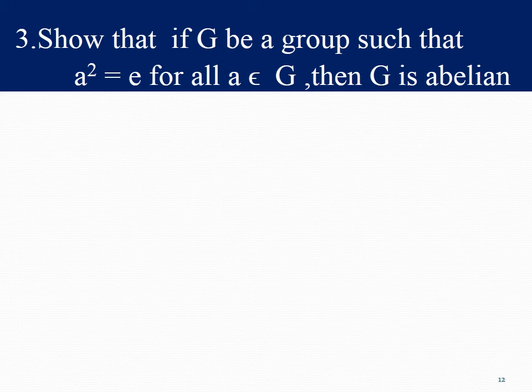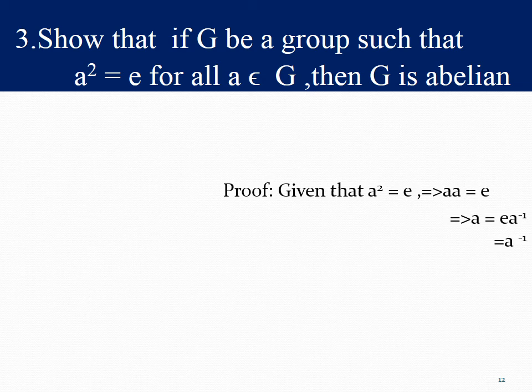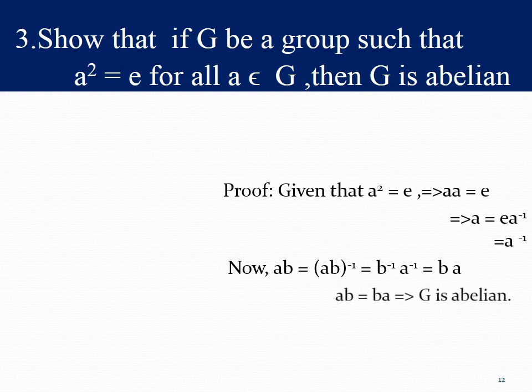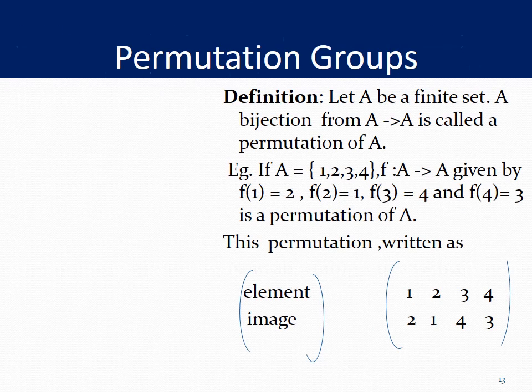Third one: if G is a group such that a squared equals e for all a in G, then G is abelian. Given that a squared equals e, which implies a into a equals e, which implies a equals e a inverse. e a inverse equals just a inverse. So we arrive at the condition a equals a inverse. Using this, we can write ab equals (ab) whole inverse, that is b inverse a inverse, which is ba. So ab equals ba, which implies abelian.